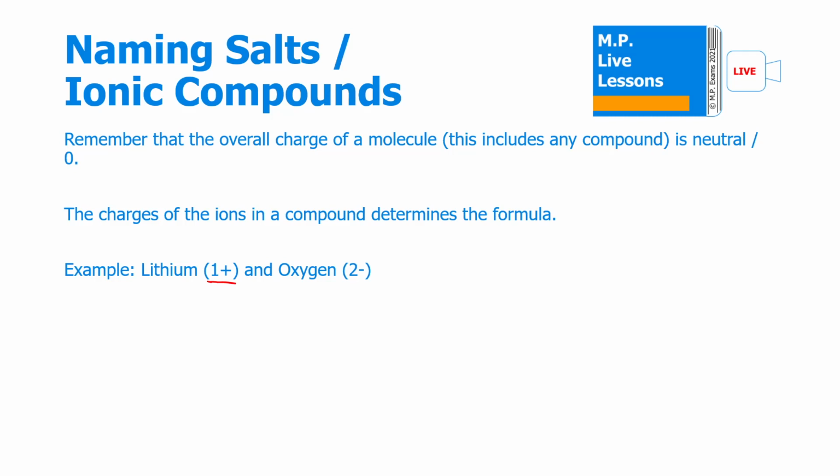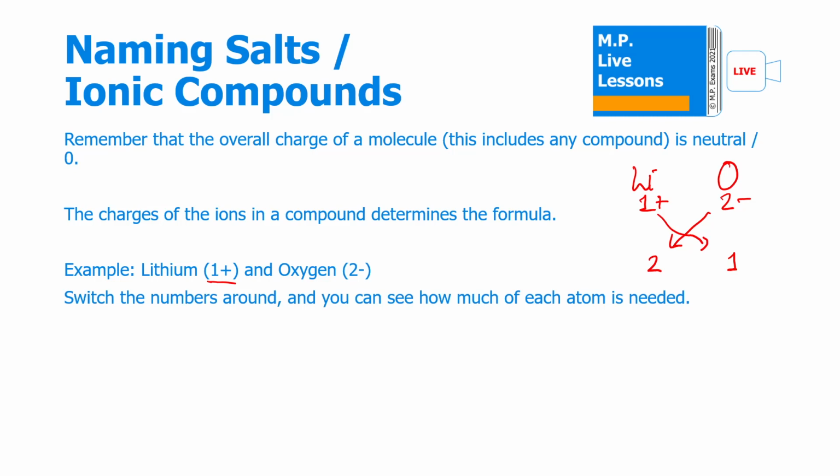So what we do is we write these out first, lithium and oxygen, and we write the little charges beneath, 1 here and 2. And then what we do is we switch them over, and it tells us how much there are in the salt compound. So in this case, we've got 2 lithium atoms and 1 oxygen atom. So in this case, it's Li2O.